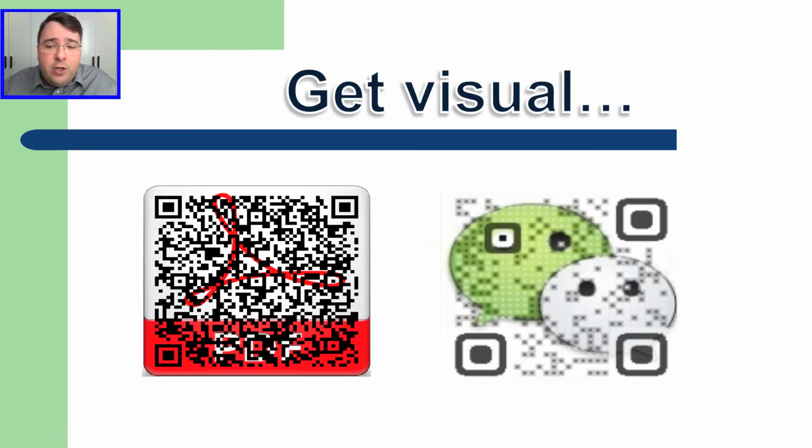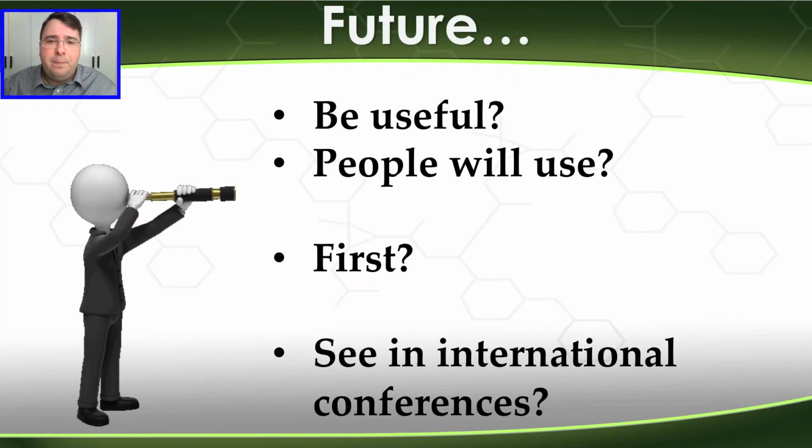You can also get visual QR codes. They don't need to be just black and white. They can have backgrounds. They can have other colors to match your poster, to match your presentation. This is just an example.